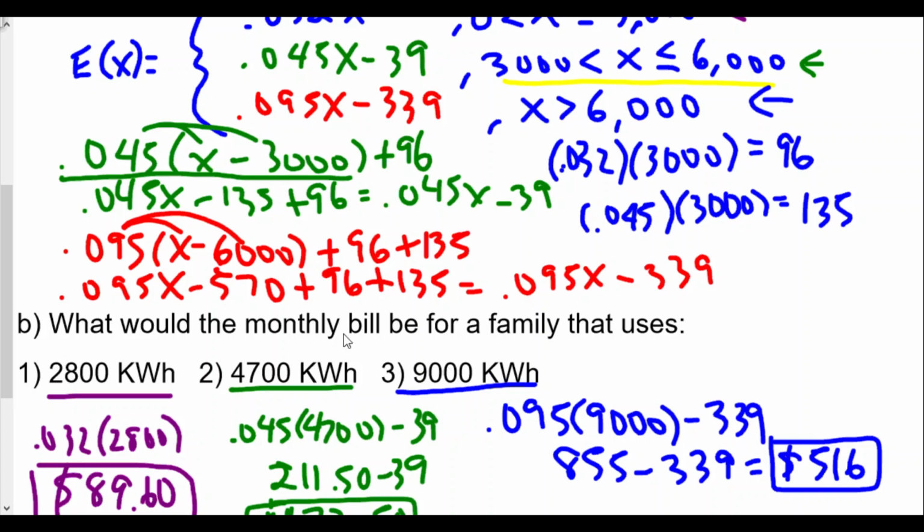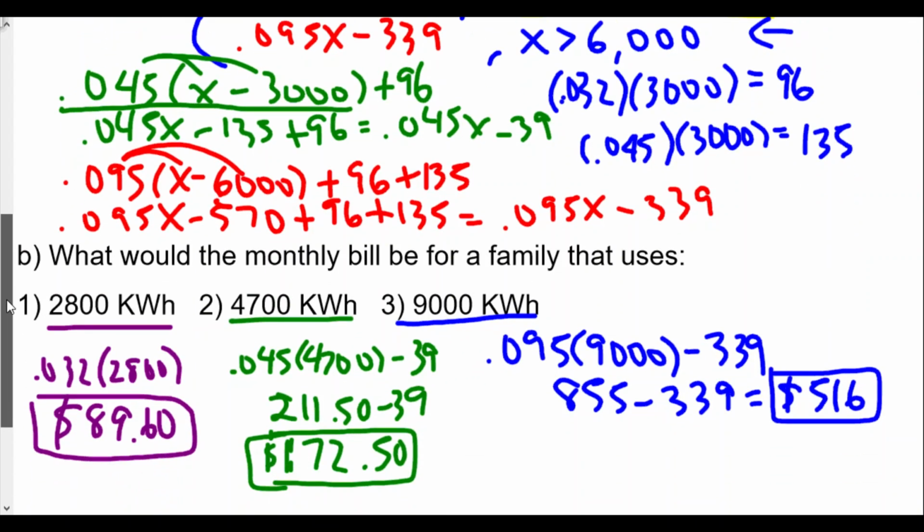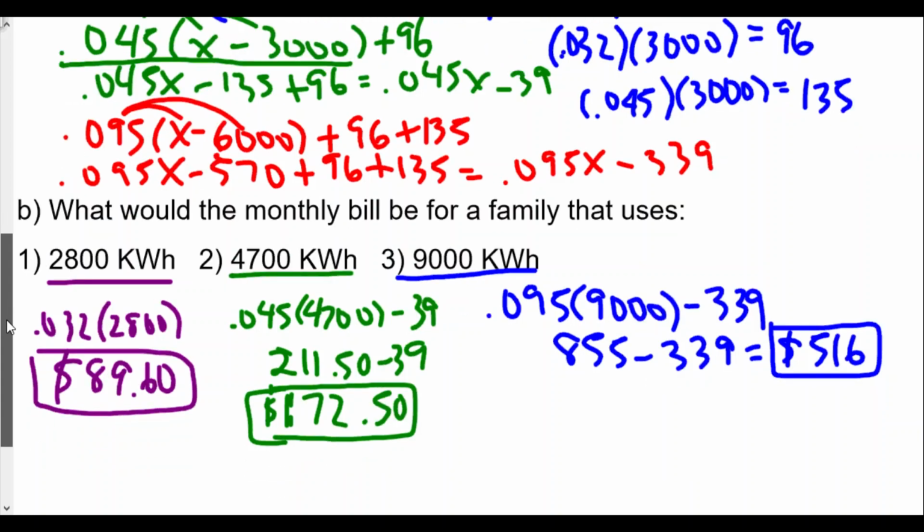So this is basically how we find the correct formula to use based upon the domain interval. You're comparing what values of x we're using. All right, that's question B.